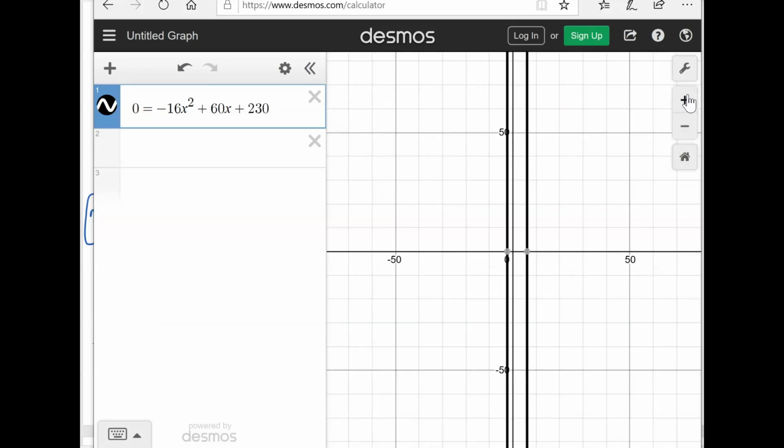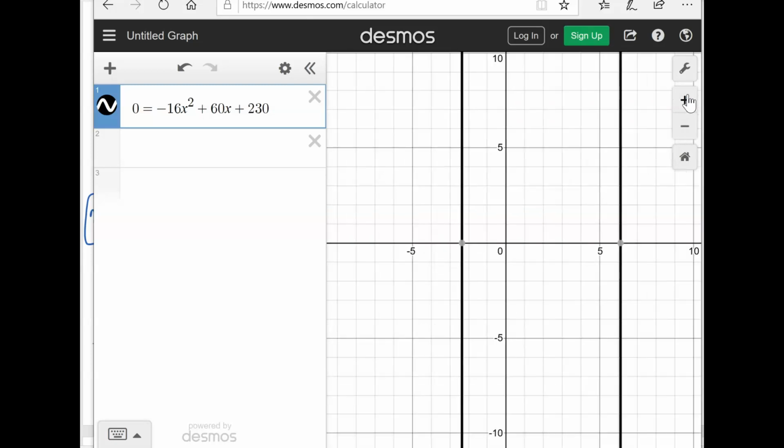Whoops, actually maybe I should zoom in. There we go. Okay, and so again, we're looking for when the height is 0. There's two options here. We've got two options, negative 2.355 and 6.105.